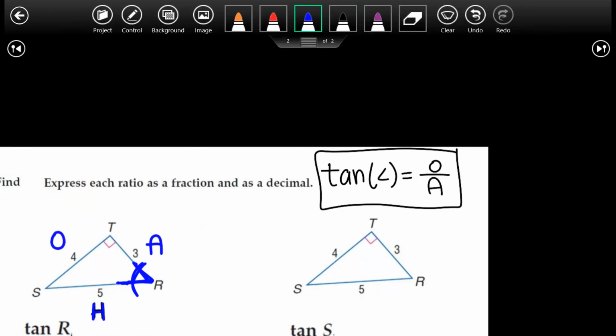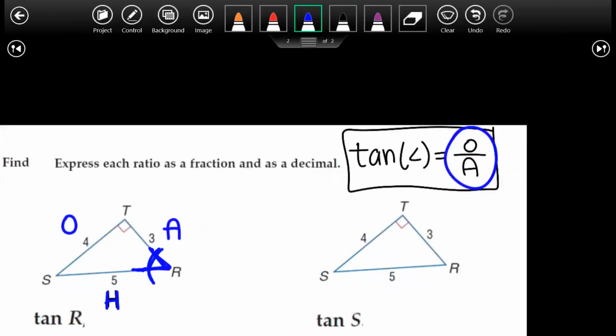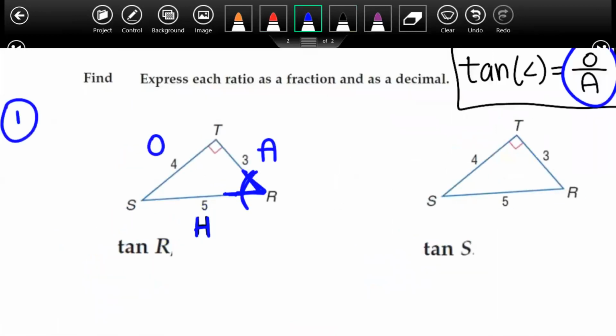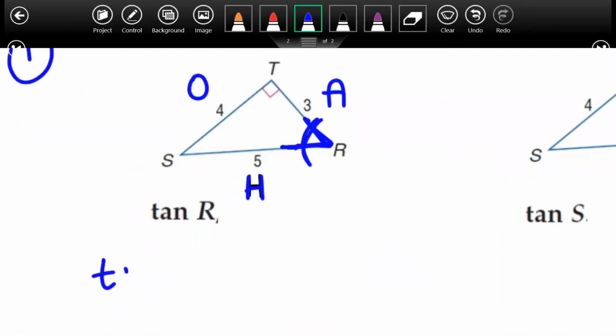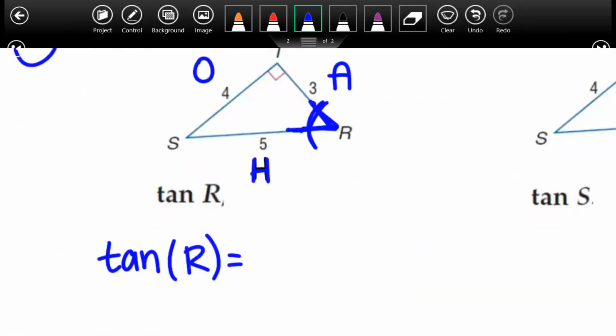So we want to write this as a ratio. What ratio are we going to use? Opposite over adjacent, so O over A. What's our opposite? So tangent of our angle R, we don't know what R is, it's just a variable, is what? 4 over 3.